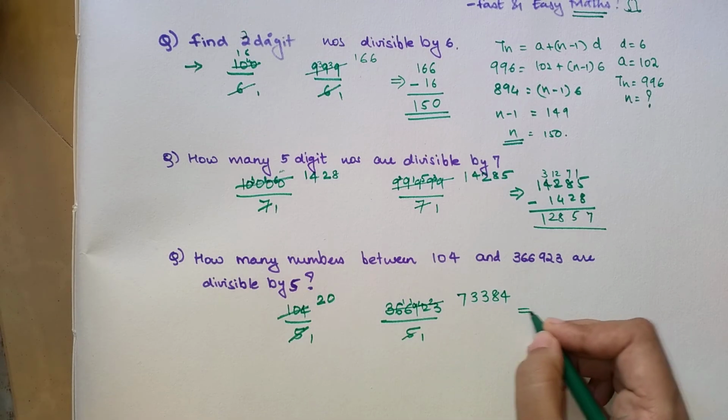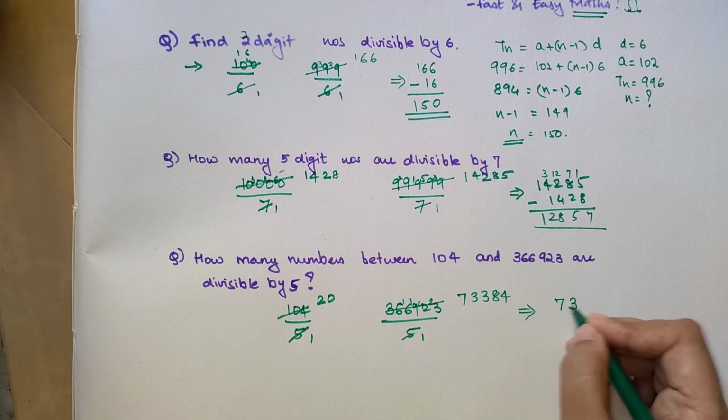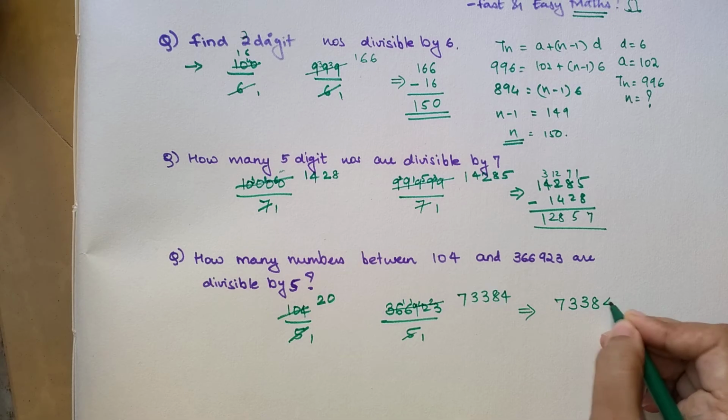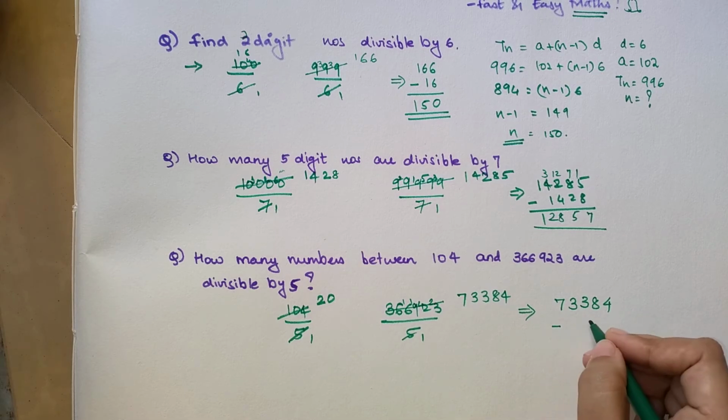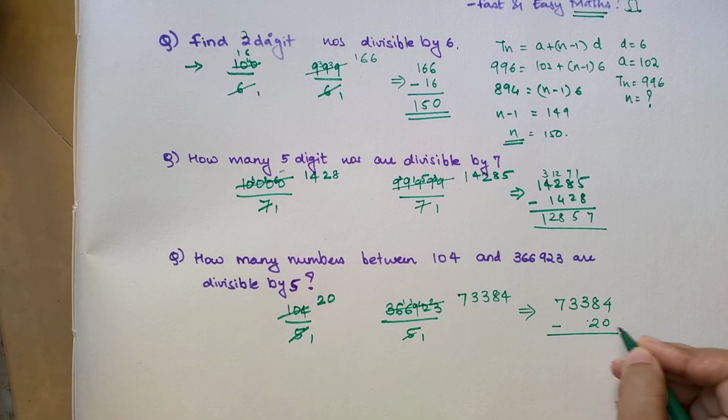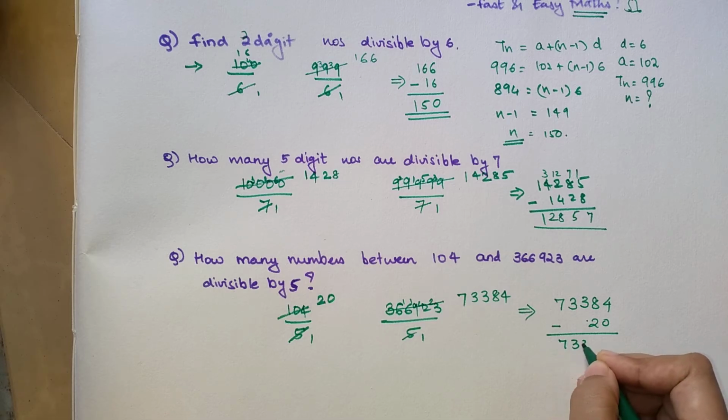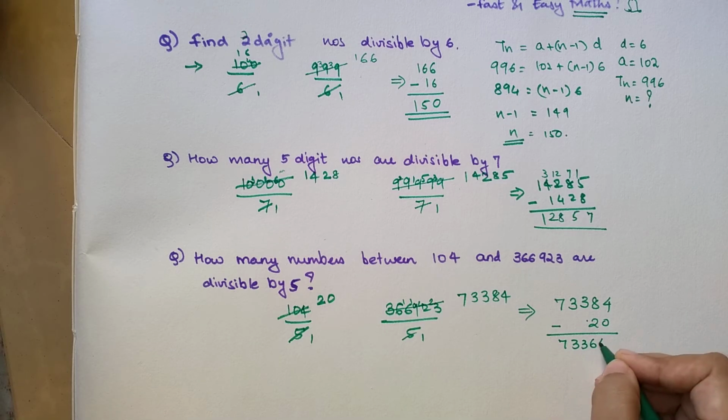So basically the number of terms would be nothing but 73384, and you subtract 20 from that. So your answer is 73364.